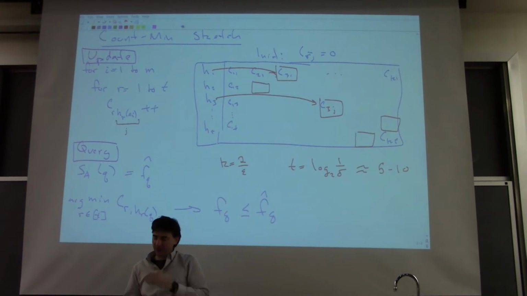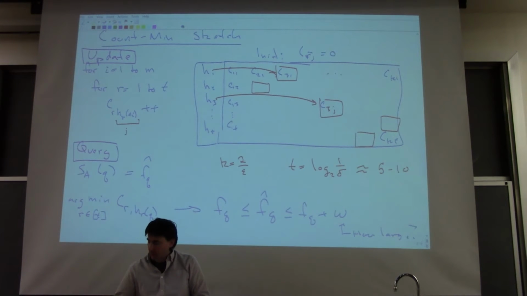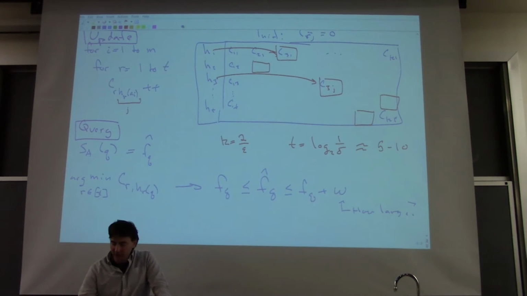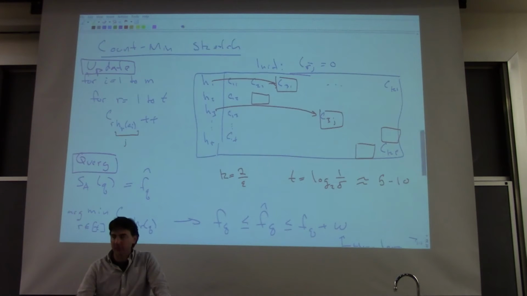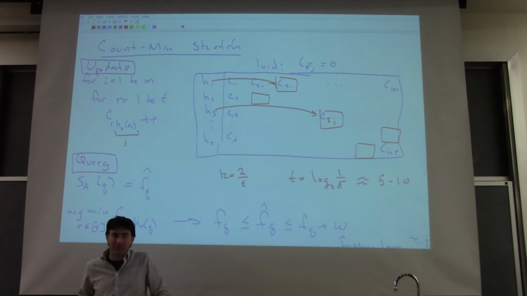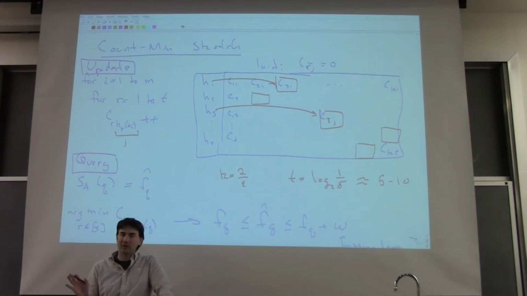Right. Okay. So this is going to be less than the true value f of q plus some w. And so now how large is this w? Is the algorithm and how you query it clear? It's a fairly simple algorithm, very simple to implement, very simple to use, right? Why it works turns out is also not too complicated. So let's go through this.